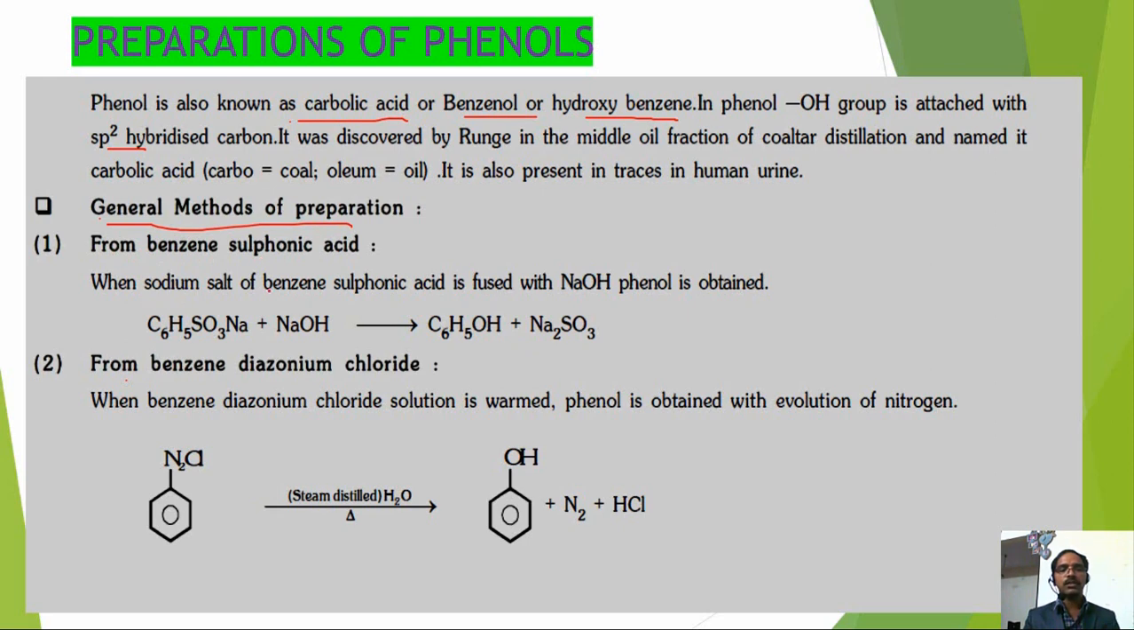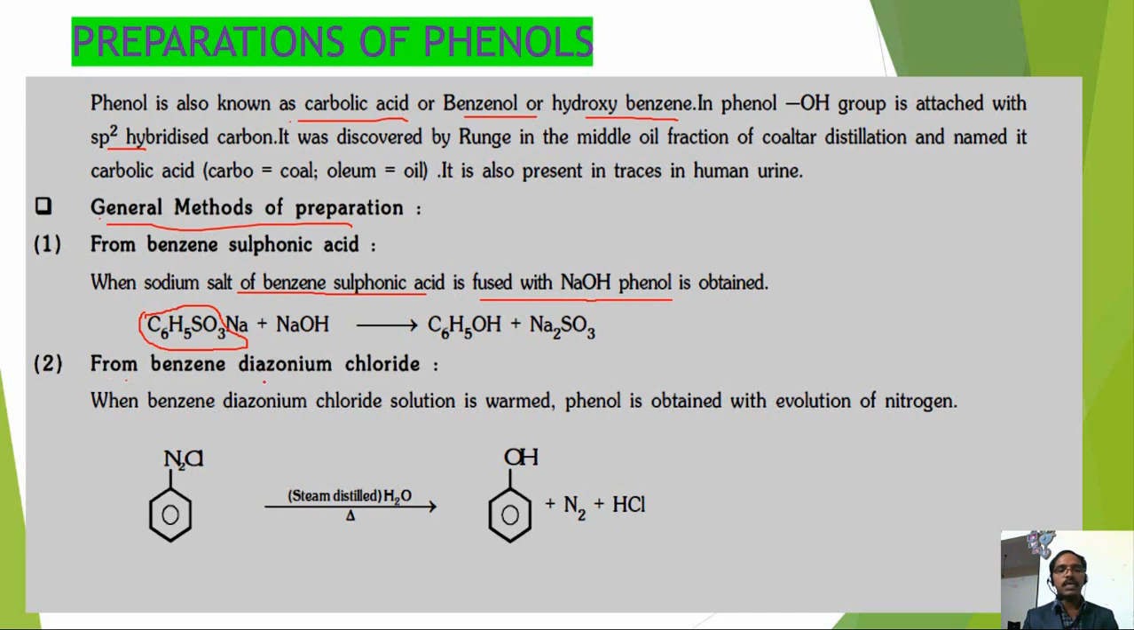When the sodium salt of benzene sulfonic acid is fused with sodium hydroxide, phenol is formed. This is the sodium salt of benzene sulfonic acid. In class 11th, we learned how to prepare benzene sulfonic acid: benzene reacts with concentrated sulfuric acid to give benzene sulfonic acid. Now we react it with base, so it forms phenol.